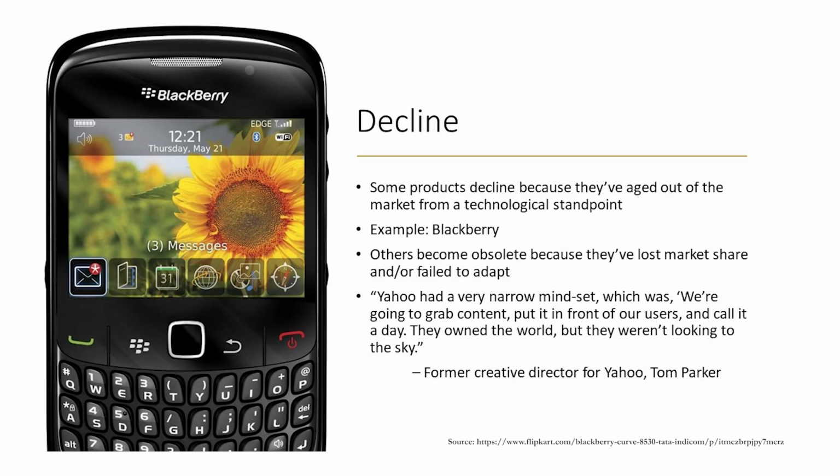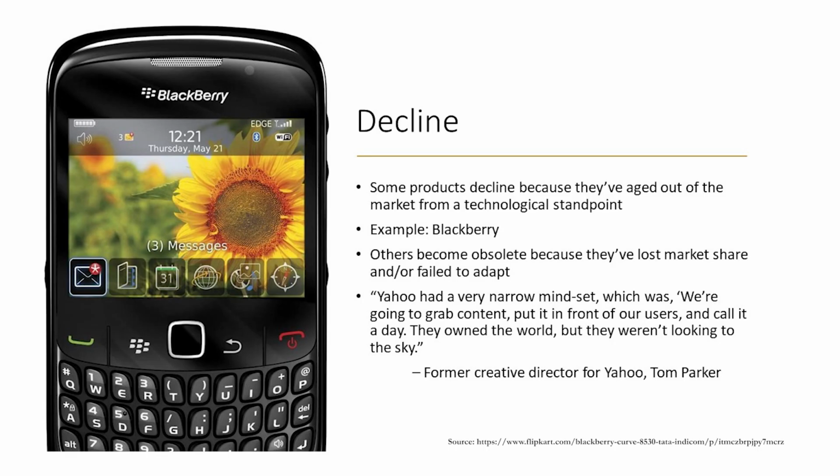So, for instance, very few people use Yahoo today. Any of you uses Yahoo? Yahoo had a very narrow mindset, which was we are going to grab content, put it in front of our users and call it a day. Okay. So, they were one of the very early search engines. There was one called Alta Vista. Anyone recollects? Yeah, no. So, there were these early search engines which nobody uses now. Okay. Google has a much better search algorithm. So, they own the world, but they were not looking to the sky. Okay. So, these are the words from the former creative director for Yahoo, Tom Parker.